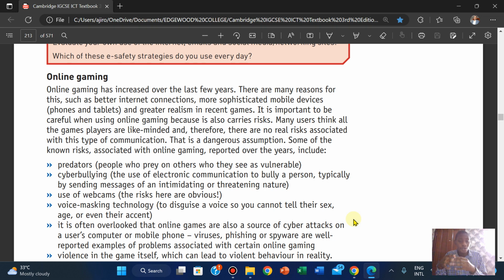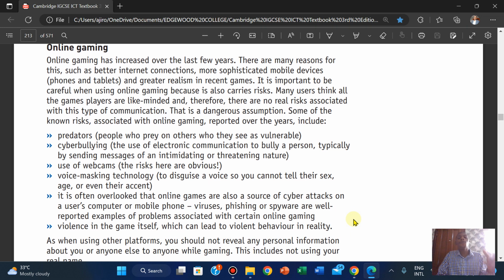Some of the risks associated with online gaming that have been reported over the years include predators, people who prey on others they see as vulnerable. They will prey on you. They try to threaten you. Then there is cyberbullying, the use of electronic communication to bully a person, insulting them by sending messages of an intimidating or threatening nature. That's bullying.